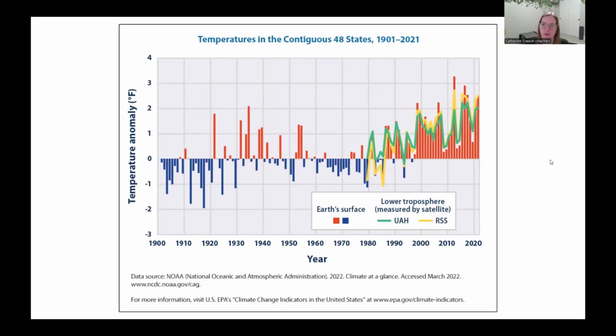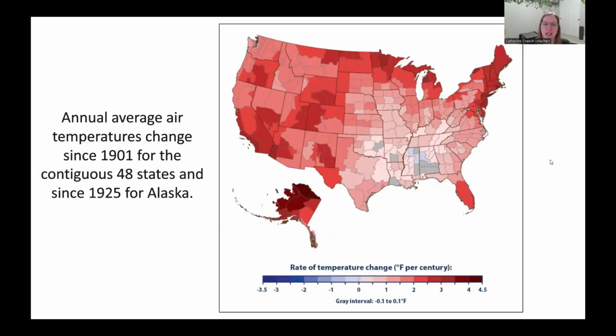Let's look at some more data for that. Here is the annual average air temperature since 1901, again for the contiguous United States, but also including Alaska since 1925. Here is our rate of temperature change. We have Fahrenheit per century. And if it's blue, it is a negative change, meaning that it was colder. And if it's red, it's a warmer change. So it's increasing temperature. What's the trend we see?